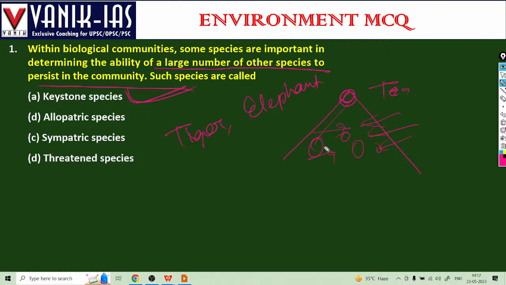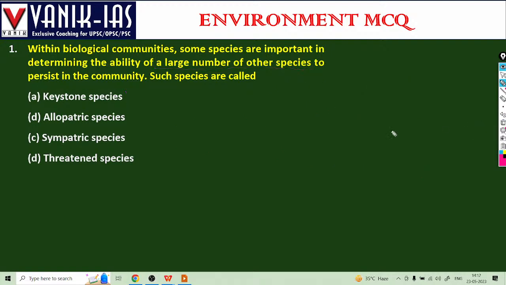Next, what is a threatened species? If the number of a particular species has declined significantly, then that can be called a threatened species, right?